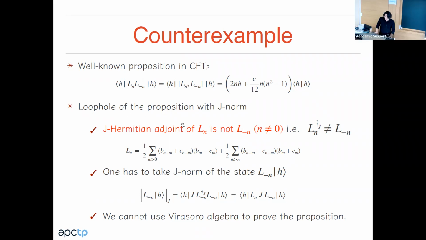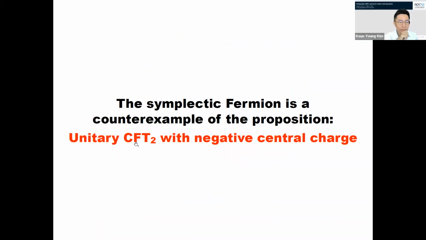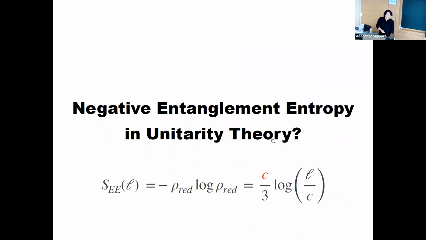The J-Hermitian adjoint of L_n is not L_{-n}. You can also show that, because you can see that there is usually a linear term in C. So the BB and CC parts are okay, but the BC has a problem. So when you take the J norm of this state, you obtain this one. Originally there is no J here, but here there is an insertion of J. So you cannot use the Virasoro algebra in this one, and that is the loophole in the original argument. So the upshot is that this is a unitary CFT2 with negative central charge.